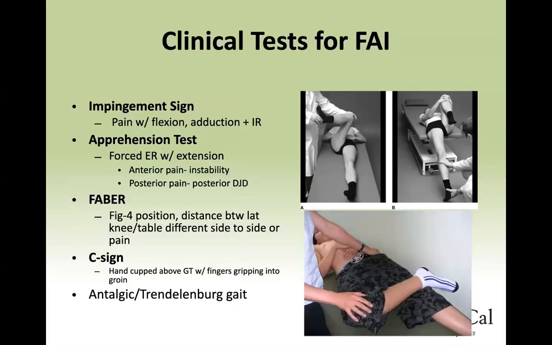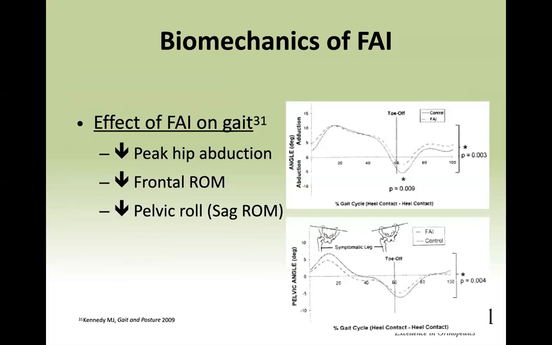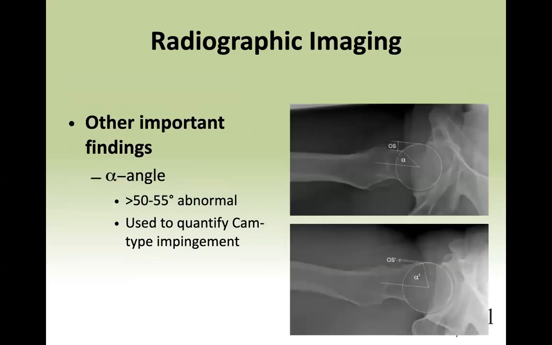A number of other clinical tests have been shown, but with probably less specificity for this. Something called the figure 4 position, which can cause stretching of a torn labrum, can also be indicative of a labrum tear. I'm going to skip some of the biomechanics, but there's been a number of studies looking at how it affects your gait. Suffice it to say here that there's significant effects on the core strength, range of motion, and the gait mechanics as a result of not just the impingement, but the tears of the labrum itself.